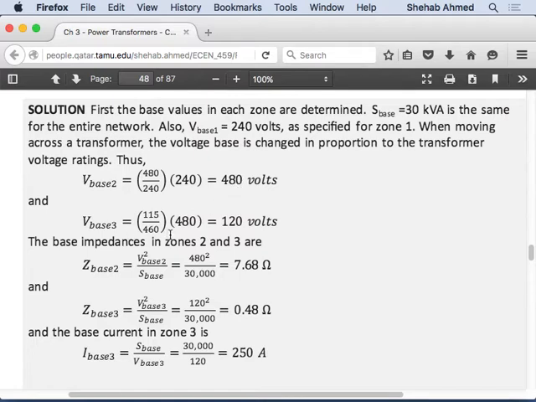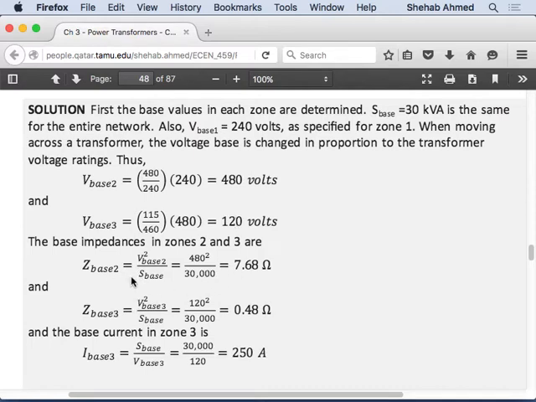And then I go to the third zone. I use the transformer terminal voltages ratio and come up with the base voltage in zone 3, so that I can make sure that the ratio of the base voltages that I chose in the different zones is equal to the ratio of the transformer terminal voltages. Right? From that I calculated the 120 volts as the base voltage in zone 3. Then go and calculate your impedance bases in the different zones. And then if you need, calculate the current bases in the different zones. Right? So that's what we did here.